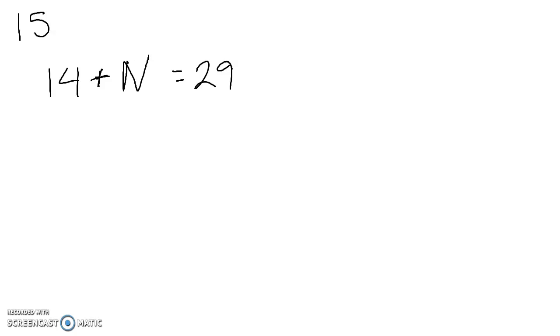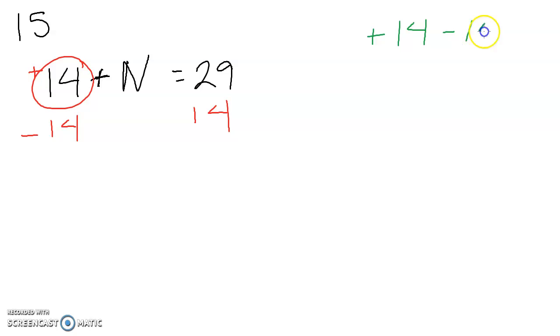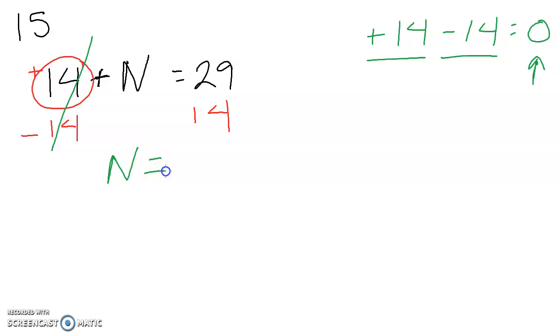The way I solve for it is getting rid of this 14. It is technically a positive 14 right now, so I'm going to have to subtract 14 to eliminate it. This is what the homework from two nights ago was all about. So a positive 14 minus 14 is going to be 0, because plus 14 and minus 14 are opposites. So when you combine them, you will always get 0. So that is going to cancel out, leaving just the n on that side of the equation.